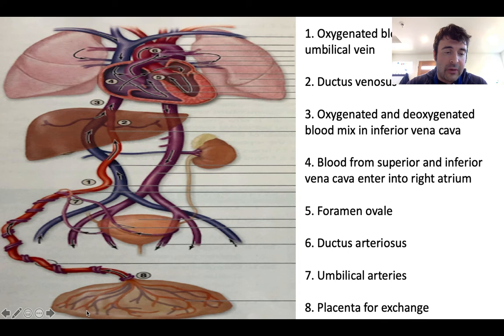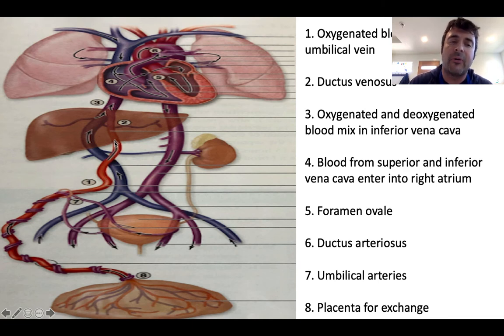So we get exchange, not mixing, of maternal and fetal blood, never mixing, but exchange between maternal and fetal blood, and oxygen and nutrients are delivered into this blood vessel you see right here, indicated by number 1, called the umbilical vein. It's called a vein because it's bringing blood back to the heart, so don't let that red coloration fool you.